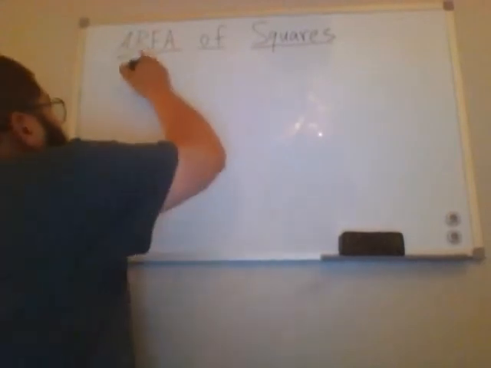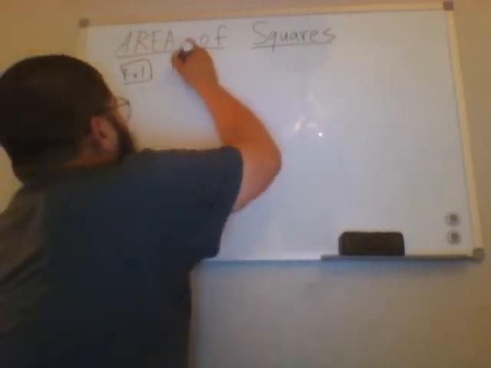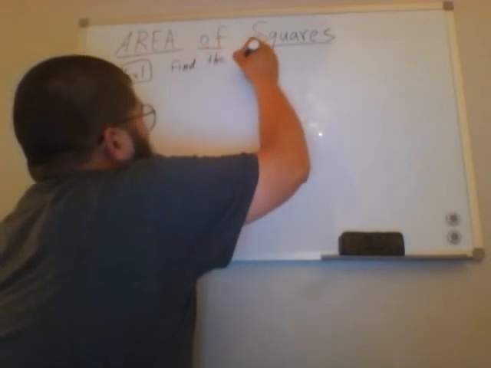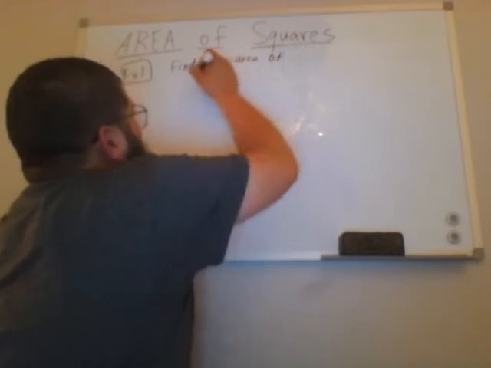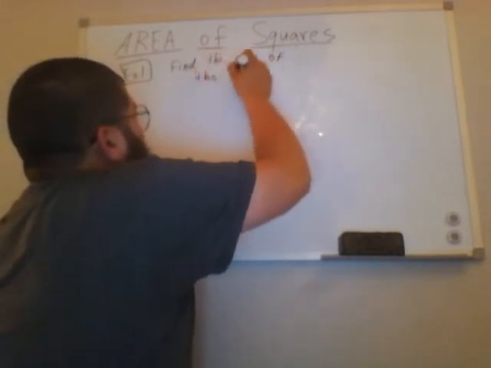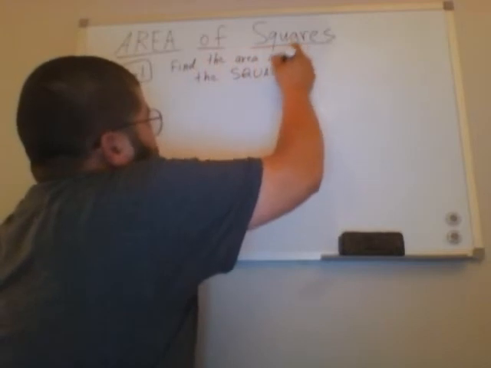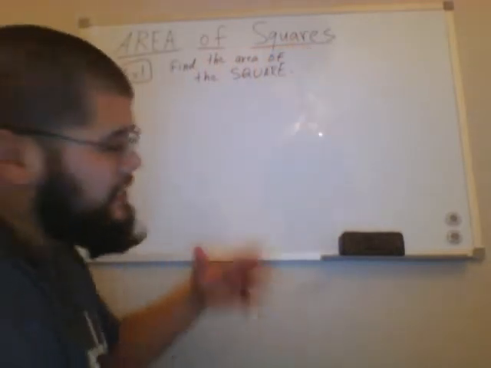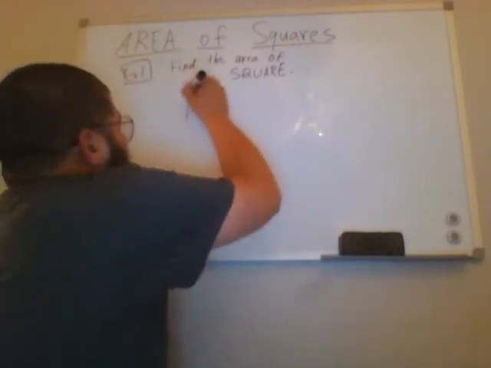We're going to start off with example 1. Example 1, we're going to say find the area of the square. And then again, the important thing to remember about squares is that all sides are the same. So our first example, example 1, like we wrote up here.